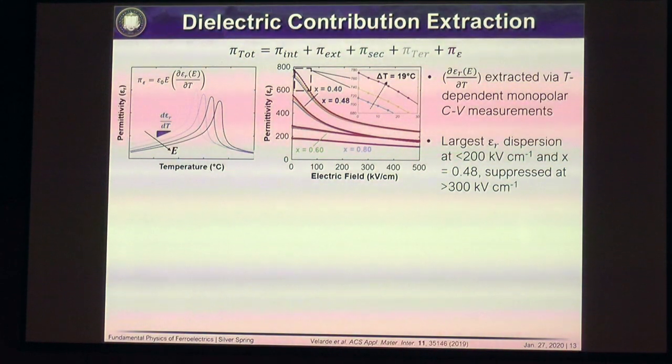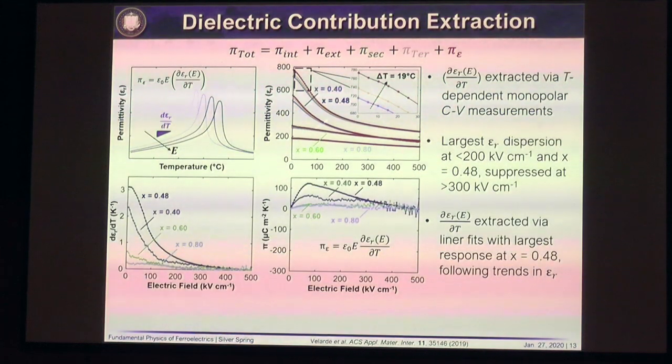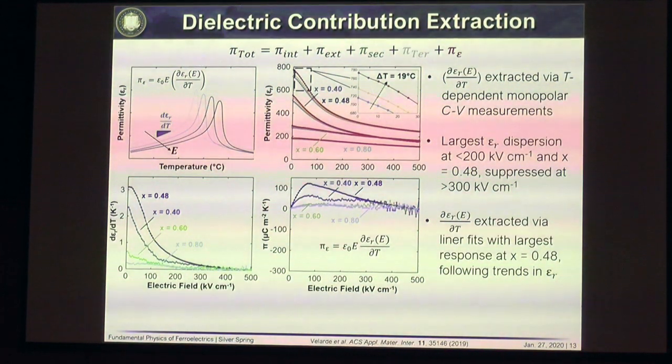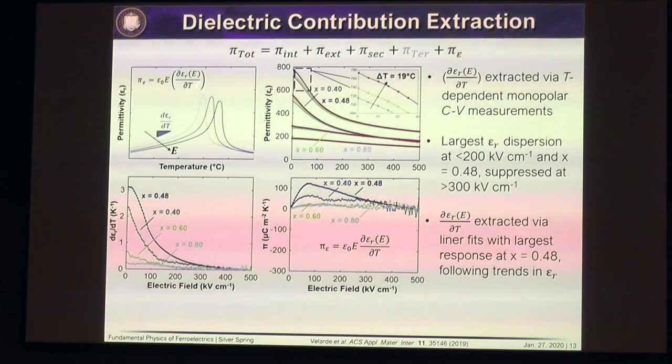We kind of saturate out these effects, they're suppressed, and the biggest effect is happening in the MPB composition as well. We can then take this and do linear fits to these locally in the system to pull out this dε/dT, this value that goes inside of these parentheses here, and then we can calculate the dielectric contribution to pyroelectricity in these systems.